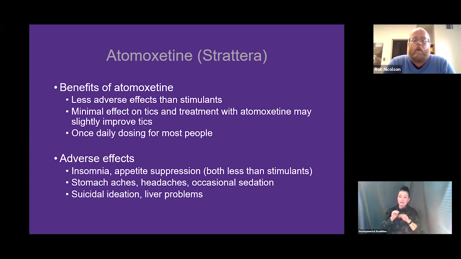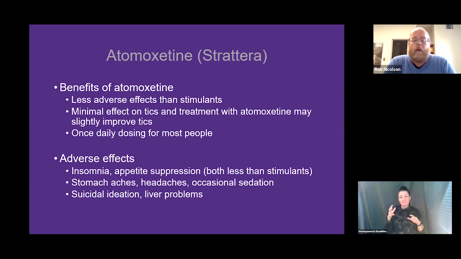One problem with Strattera, though, is for people who can't swallow capsules, it's in a capsule. You can open it and put the medicine on something, like in water, or you can put it on pudding or applesauce, whatever. It is unbelievably terrible tasting. And I haven't seen that many kids who are willing to take it more than a week or so because of that.